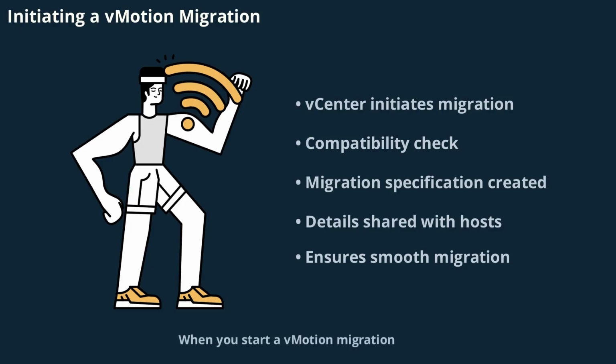When you start a vMotion migration, the process begins with the vCenter server executing a long-running migration task. The first step is a compatibility check. Can the destination host run the virtual machine? This involves evaluating hardware, software, and network constraints.